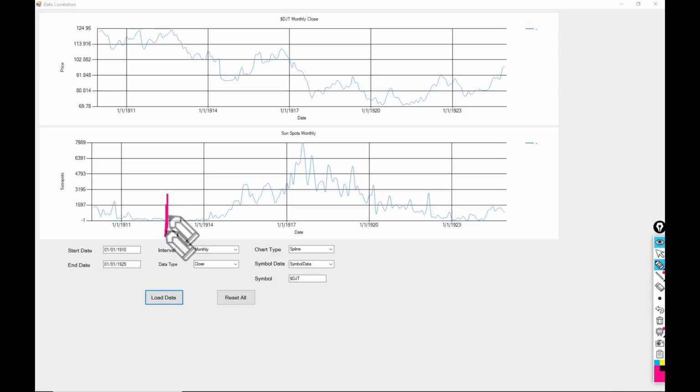So clearly there's a low here and there's a low over here, right? In between we have this going on. So that's the next solar cycle. Up and then down.